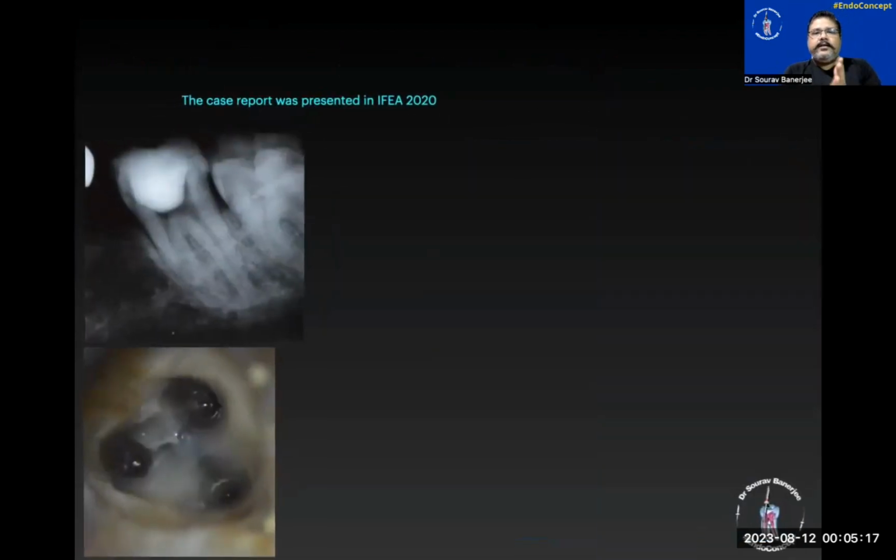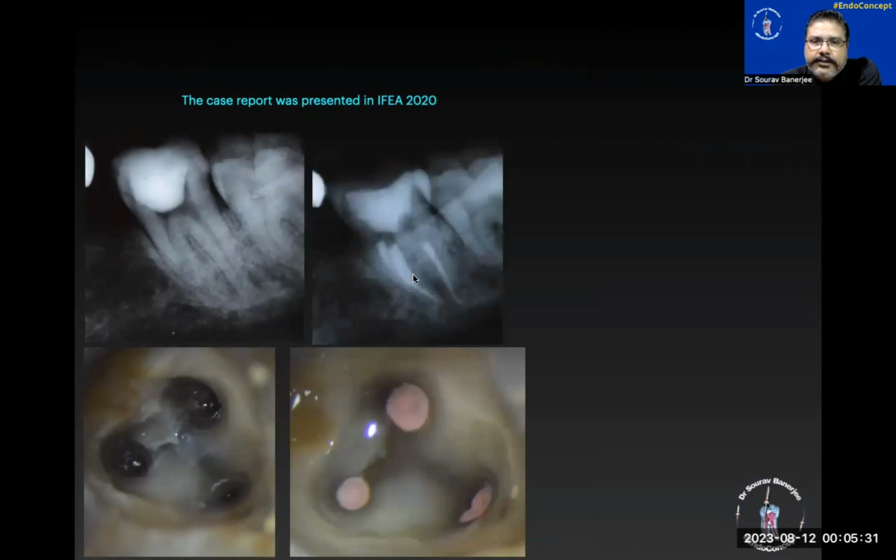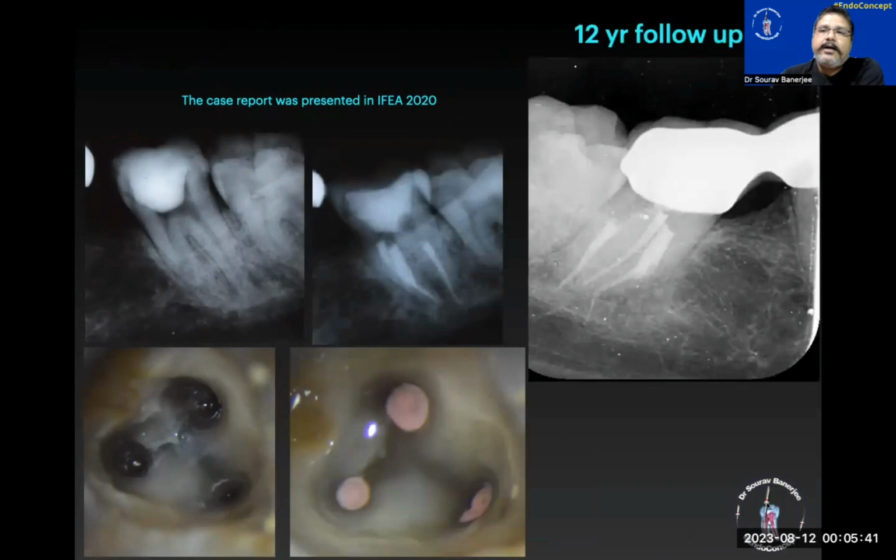Now, this is the case that we did. This is just after retrieval, what you can see. These are the intra-chamber pictures, and after retrieval, though it appears quite an amount of dentin has been sacrificed, and this is after post-obturation. But the best part is when we see that in a 12-year follow-up, the case is doing just wonderful. So this is one aspect I need to stress upon here.